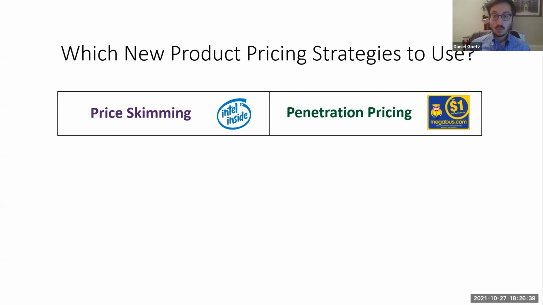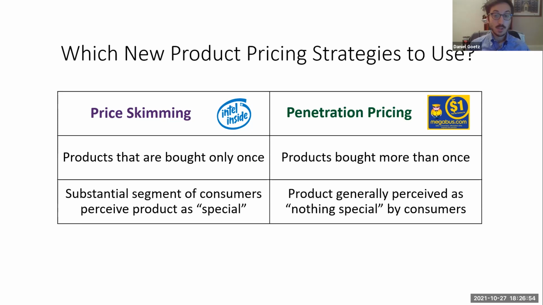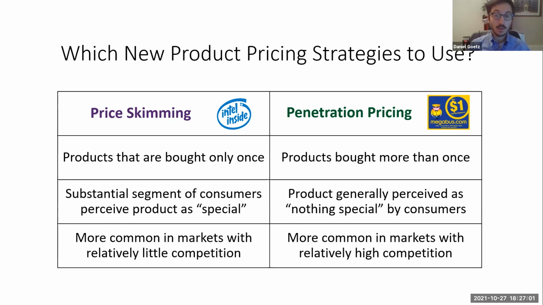So what new product strategies should you use? In general, if you're deciding on this for your project, products that are bought only once are typically good for price skimming. If there's a substantial segment of consumers who perceive the product as special, like they have that high willingness to pay, and it's correlated with something like patience. And if you don't have much competition, at least right now, it's definitely more common. We do see the kind of aggressive penetration pricing in markets without competition as well.